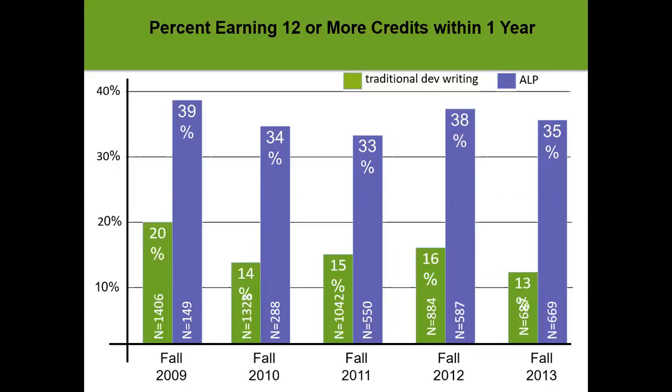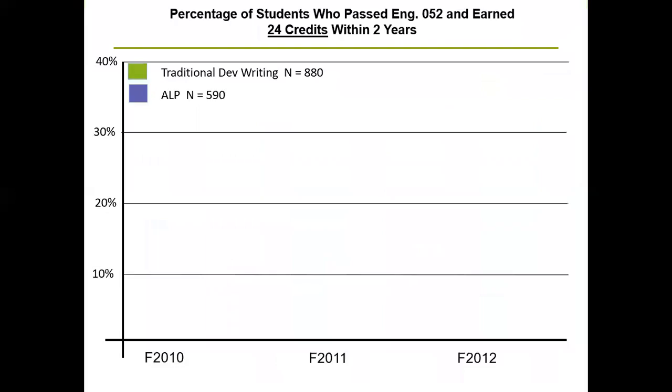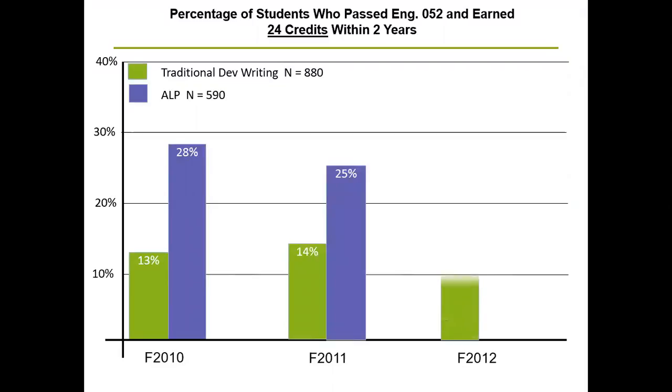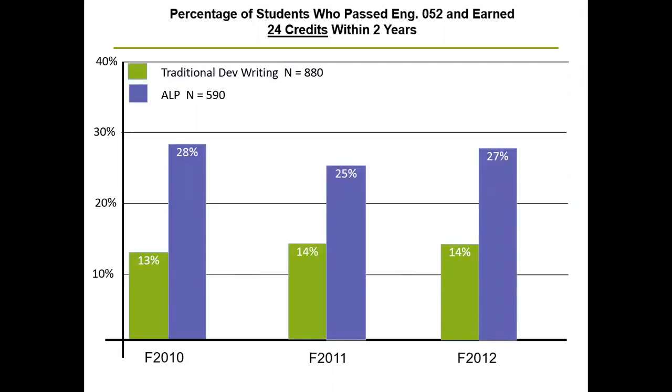So not only is it doubling the success rate in writing courses, but it's doubling their success rate in business courses or psychology courses or math courses. They're staying in college and they're being successful in college at about double the rate if they go through ALP. And after 2 years, the number that get 24 credits, if you go ahead and click through those, is equally impressive. Again, they're just about doubling. Except for 2011, doubling the number of students who accumulate 24 college credits within 2 years.